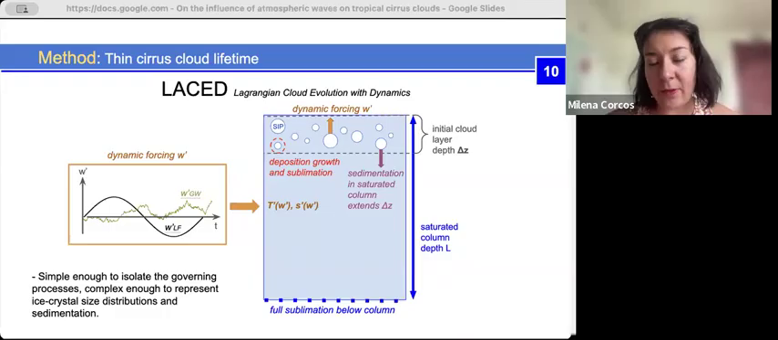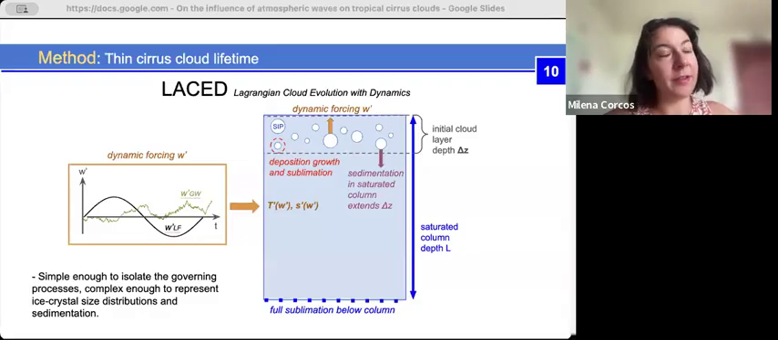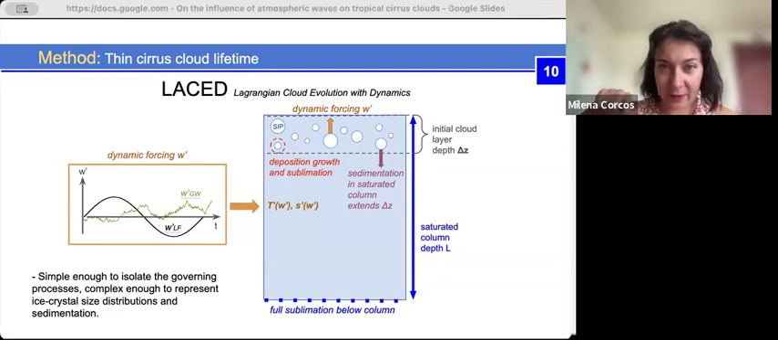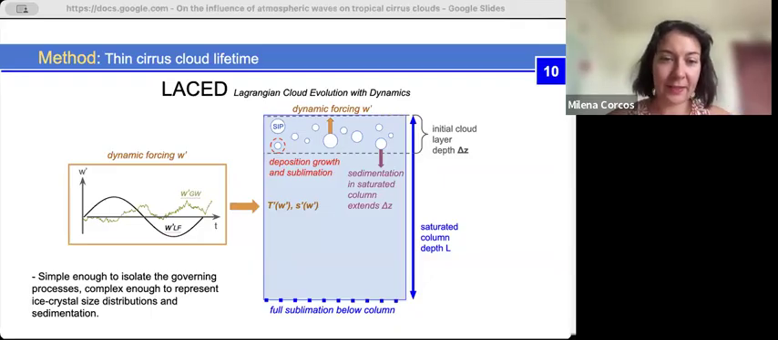At the same time, the model remains intentionally simple. The column is a homogeneous environment. It does not represent any vertical variability. And finally, the microphysics are driven by a prescribed dynamic forcing that I circled in orange, and that can combine stochastic gravity wave variability and an idealized low frequency wave component.